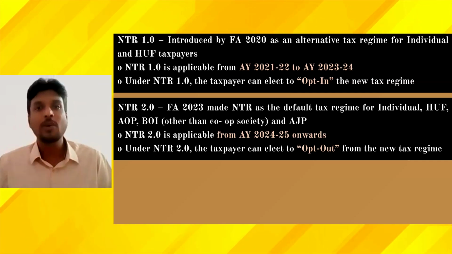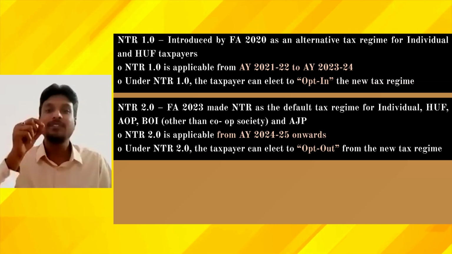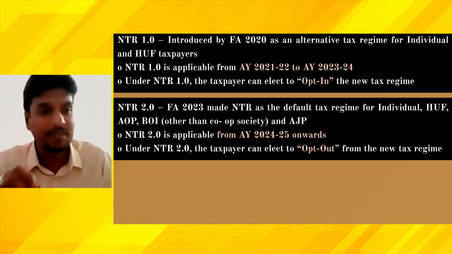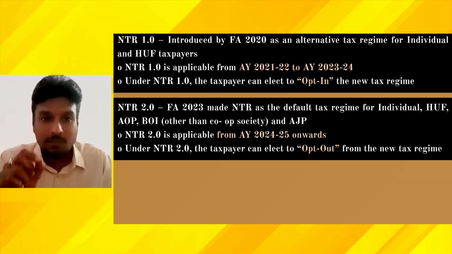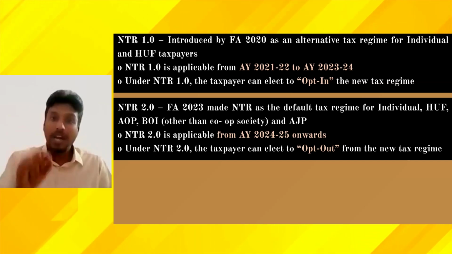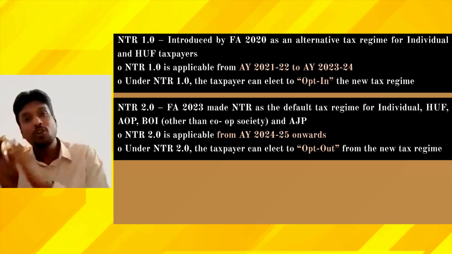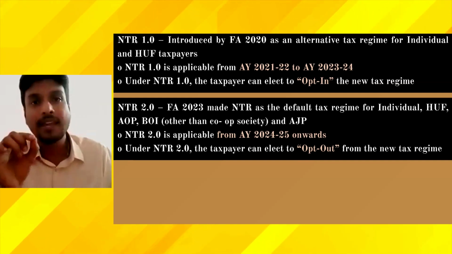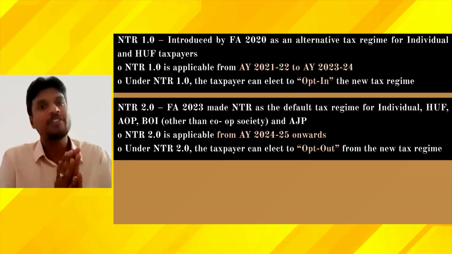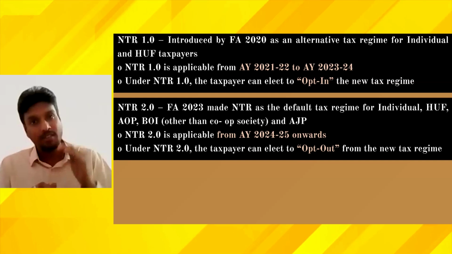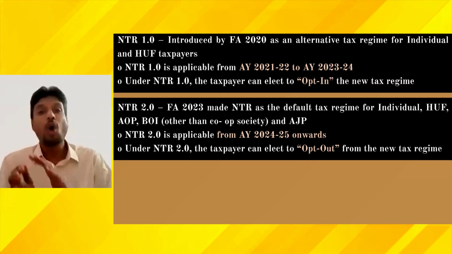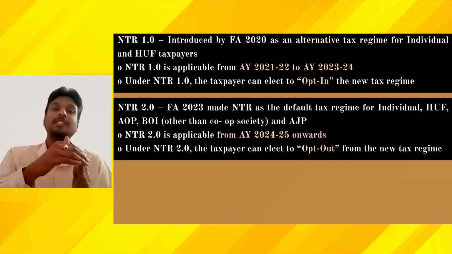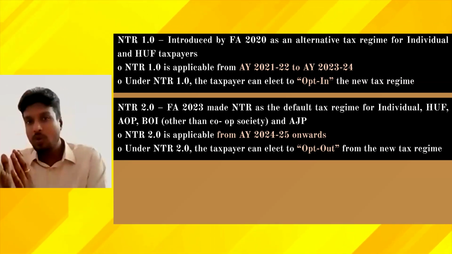But look at the change they have made in new tax regime 2.0. In Finance Act 2023, they said the new tax regime will become the default taxation system, the default regime. So under new tax regime 2.0, the taxpayer now has to go out from the new tax regime to the old tax regime. You can continue to enjoy the benefit of exemptions, deductions, and set-off of losses, but if you want those, you will have to go out from the new tax regime. Automatically, you are under the new tax regime.